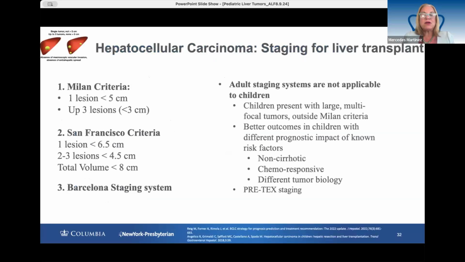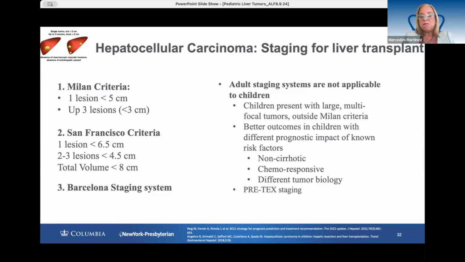And when we talk about liver transplant in anybody with liver cancer, there is always the thought about staging the tumor or the treatment of any tumor. There are many staging criteria in adults, the Milan criteria, San Francisco criteria, the Barcelona staging. The reality is that none of this staging has been validated in pediatrics. And actually, we have demonstrated that those children that present with very large multifocal tumors outside all these criteria can be transplanted with better outcomes than even adults.